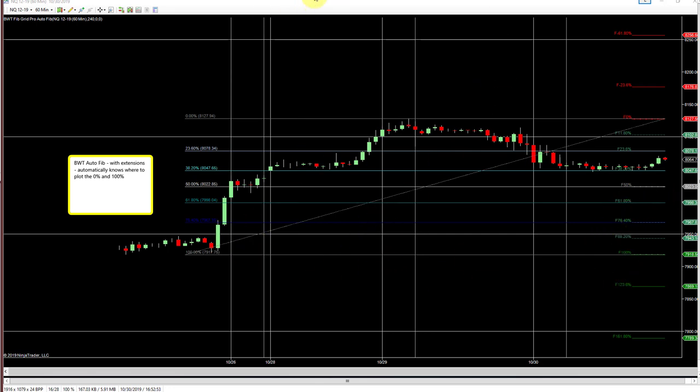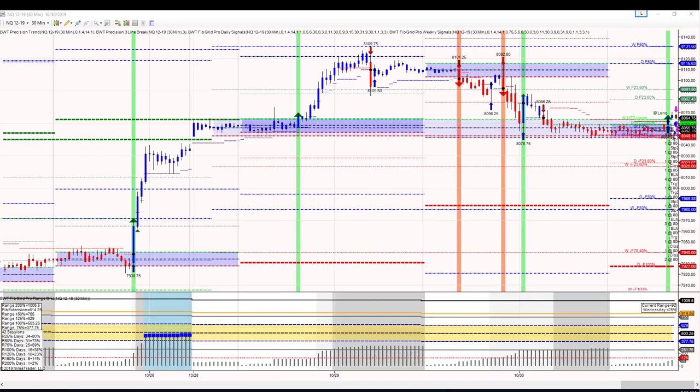But the fib grid is much more than that. This is the fib grid, and the fib grid draws an open range for daily or weekly, just like our open range breakout. And it's combined with the BWT precision trend. So these green vertical bars, these are fib grid signals to go long. And then here's a beautiful short as well.